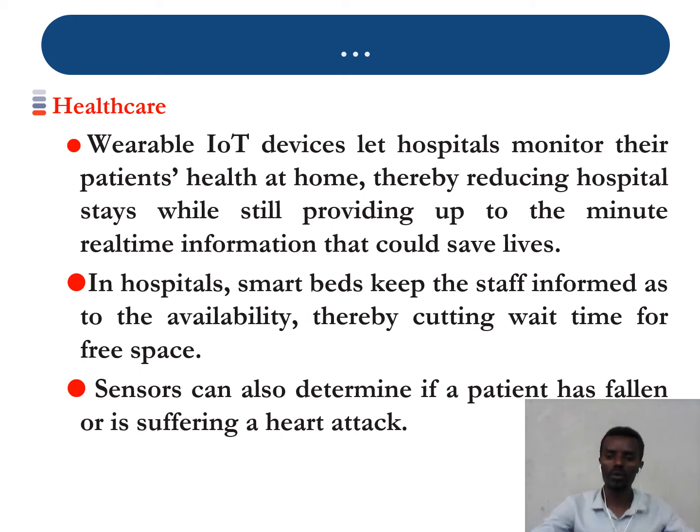That means they can work from their own location and then detect the problems of the patients or try to identify things. That means feeding some data from the user, and then the device by itself can have the intelligence. Hence, this type of device can perform in this way. So, for example, in the hospital, smart beds keep the staff informed of availability, thereby cutting wait time for free spaces. You see, the sensors can also detect if the patient has fallen or is suffering a heart attack. Sorry.